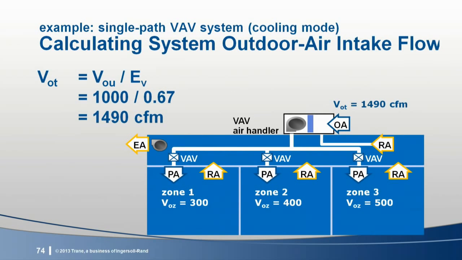This is calculated by dividing the uncorrected outdoor air intake, which we found earlier to be 1,000 CFM, by the system ventilation efficiency. So for our calculated efficiency of 0.67, the required outdoor air intake for our example system is 1,490 CFM. That is, in order to deliver 500 CFM of outdoor air to zone 3, which is the critical zone, Standard 62 requires bringing in 1,490 CFM at the air handler. Zones 1 and 2 will be overventilated at this condition, receiving more outdoor air than the standard requires.